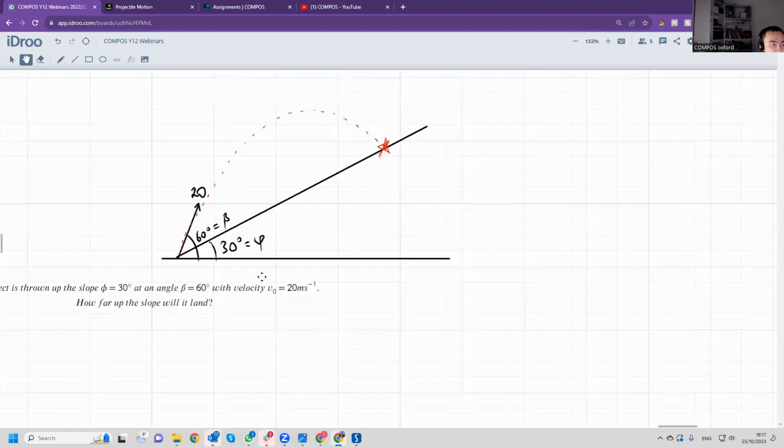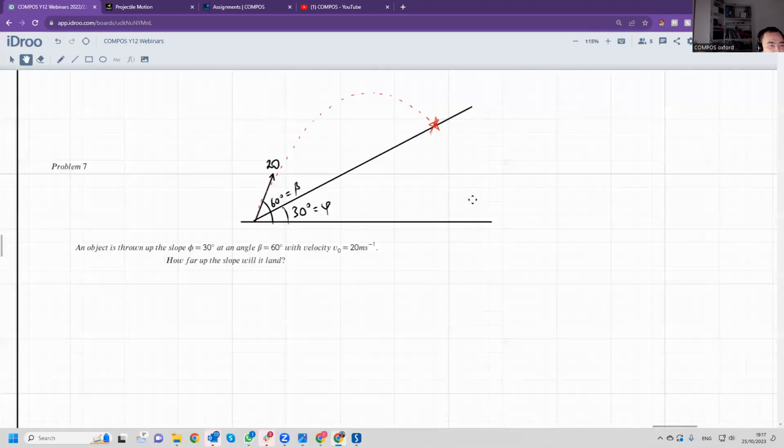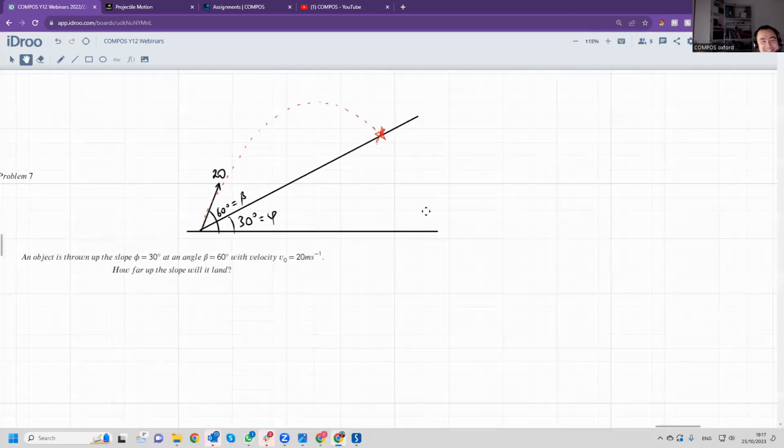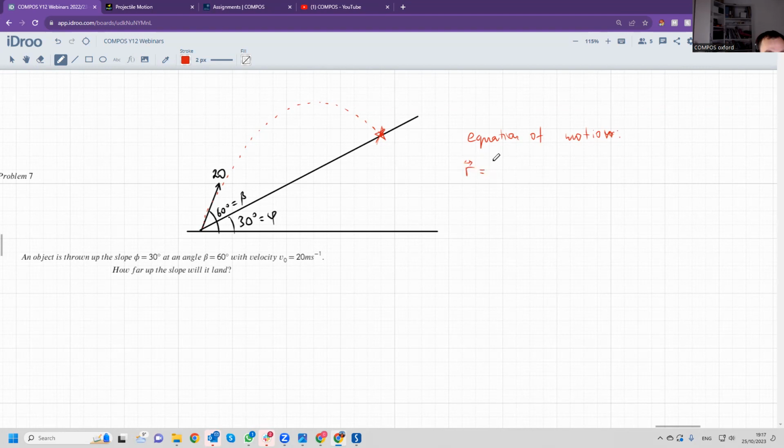Equation of motion. So let's do it as a computer would. Well, we have r, and I'm dropping the t here because we start from 0, 0. So assume we start from 0, 0.